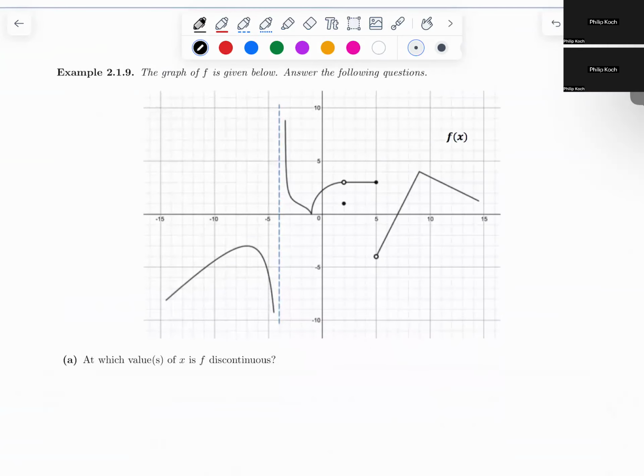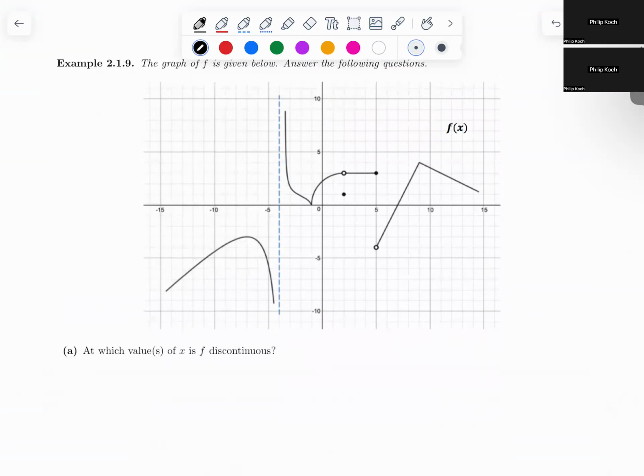The graph of f is given below. Answer the following questions. Where is f discontinuous? Always looking for it moving left to right. What's the first discontinuity? Yep, x equals -4.